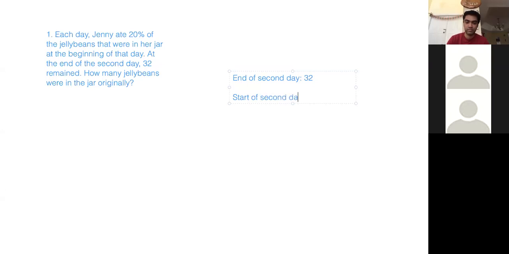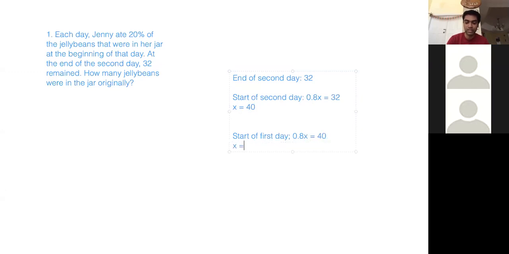So if 32 is 80%, then 40 would be 100%. And then at the end of the first day, that would mean she had 40 jelly beans. And then if 40 is 80%, you can do the same thing. So then it would be 50 jelly beans as 100% on the first day.